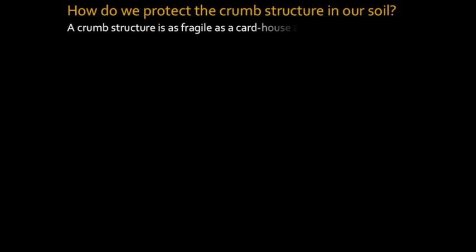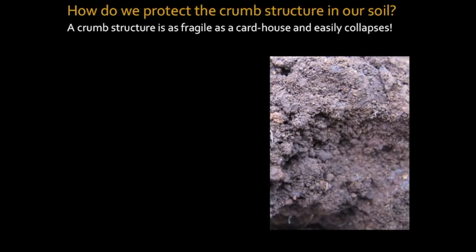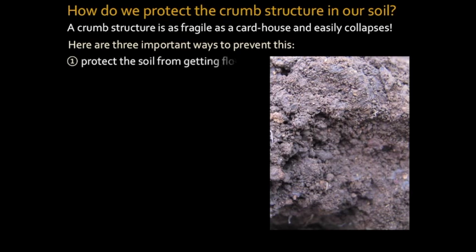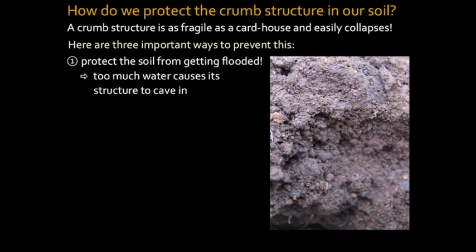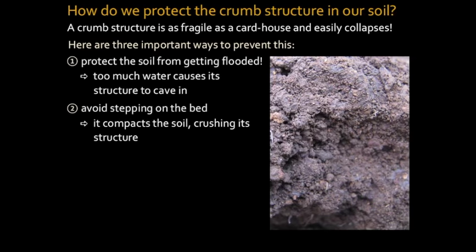A crumb structure is as fragile as a house of cards and easily collapses. Here are 3 important ways to prevent this. Protect the soil from getting flooded. Too much water causes its structure to cave in. Avoid stepping on the bed. It compacts the soil, crushing its structure.